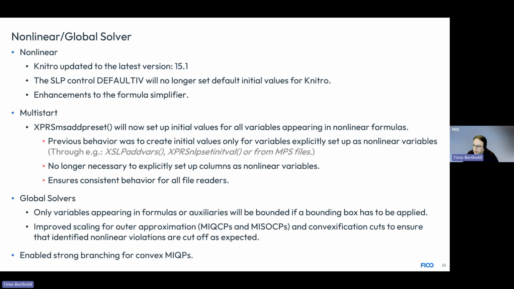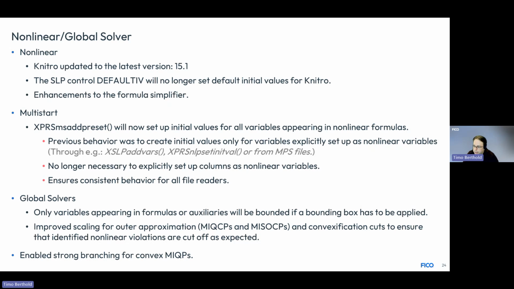And on the global solver, one smaller change on problems where the relaxation is unbounded. We, for technical reasons, need to impose a bounding box around the problem. So previously, we applied this to all variables, but we now apply it only to the nonlinear variables, those appearing in formulas, and use a two-stage approach here. We first try to bound the original variables, and only if that doesn't work, we bound the auxiliary variables.